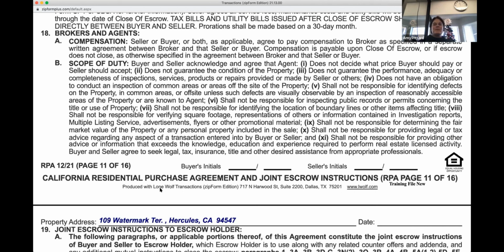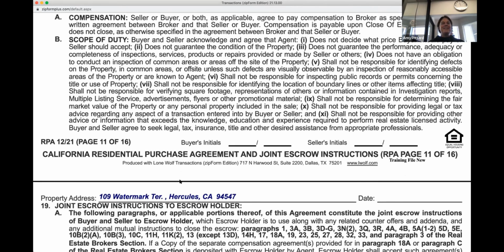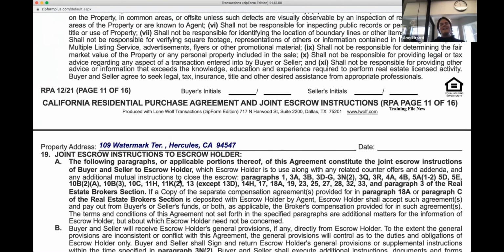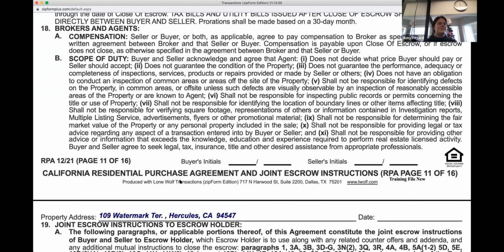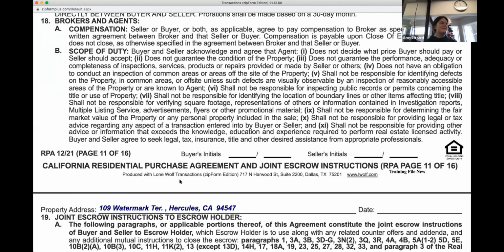Shall not be responsible for determining the fair market value of the property or any personal property included in the sale. Shall not be responsible for providing legal or tax advice regarding any aspect of the transaction entered into by buyer or seller, and shall not be responsible for providing other advice or information that exceeds the knowledge, education, and experience required to perform real estate licensed activity. Buyer and seller agree to seek legal, tax, insurance, title, and other desired assistance from the appropriate professionals. There you go. Any questions about section 18?